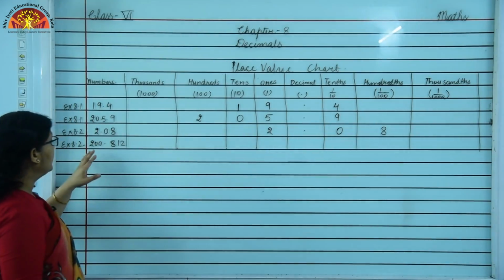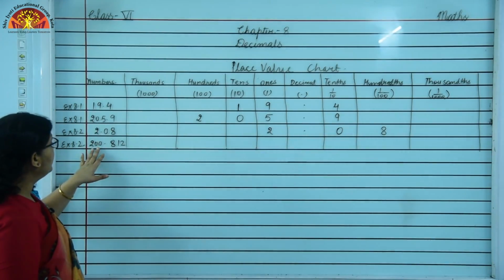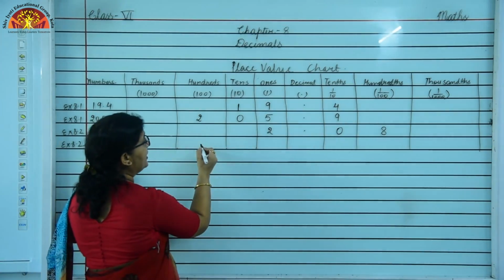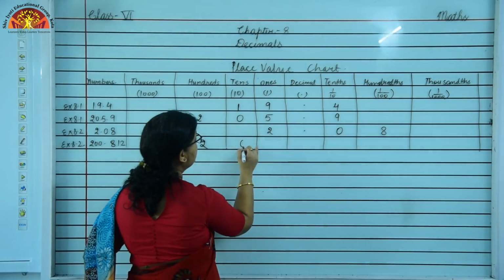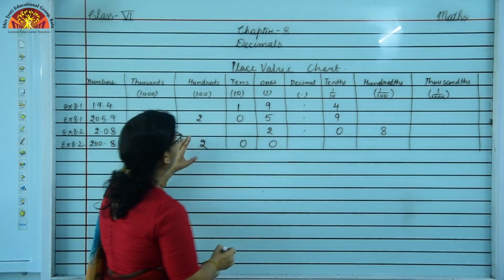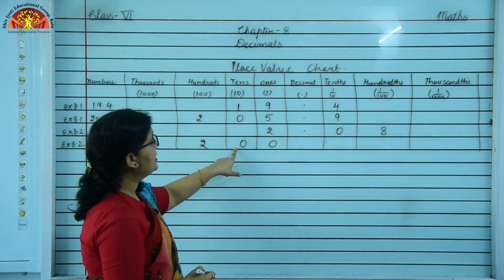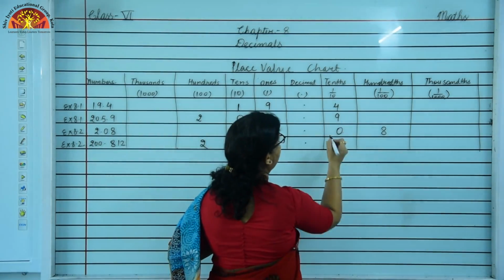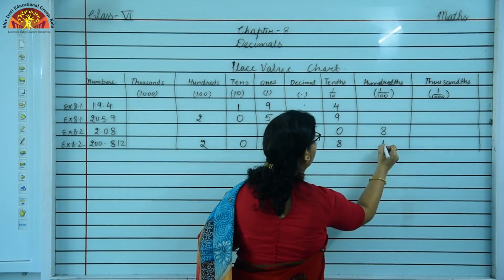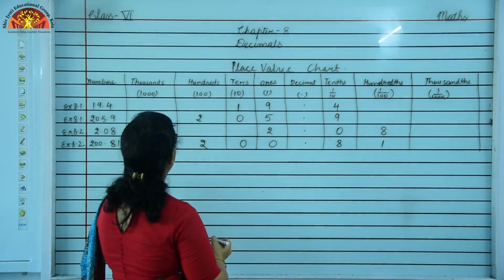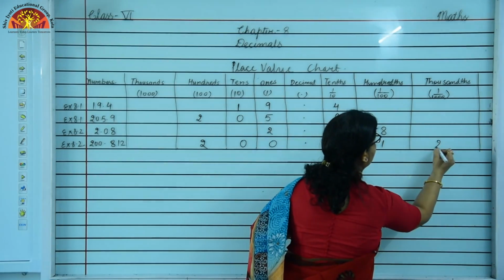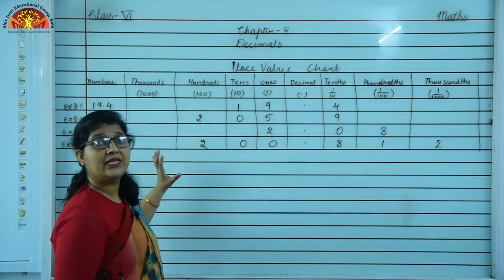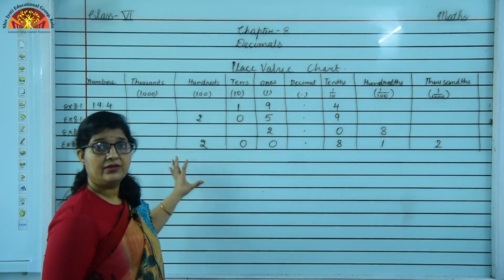Now in the next question, we have 200.812. Now how do we arrange? 200, so 2 0 0. 2 at the hundreds place, 0 at the tens place. Now put the decimal, and 8 at the tenths place, 1 at the hundredths place and 2 at the thousandths place. So students, you understood how we arrange decimal numbers in the place value chart.